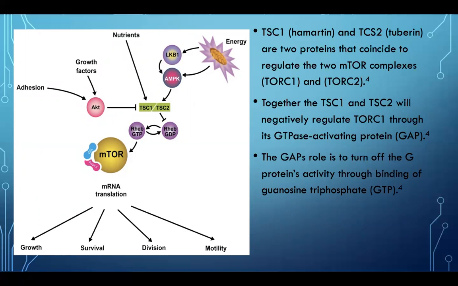The GAP's role is to actually turn off the G protein's activity through hydrolysis of GTP. GAP will allow the G protein to be available for nucleophilic attack by water, which will then induce a GDP-like charge distribution. In short, the TSC1 TSC2 complex will limit cell growth in response to poor growth conditions. By doing so, they avoid downstream health issues, including tumor development.